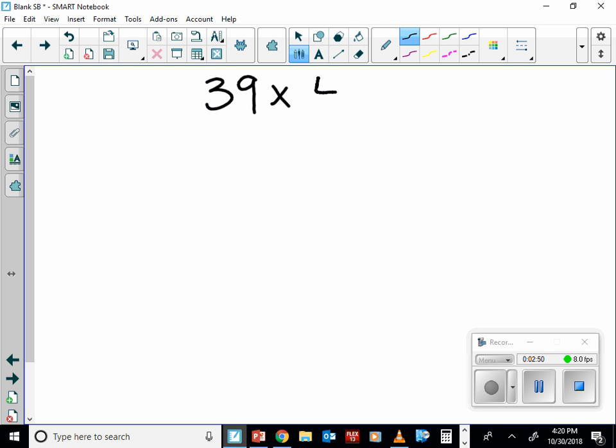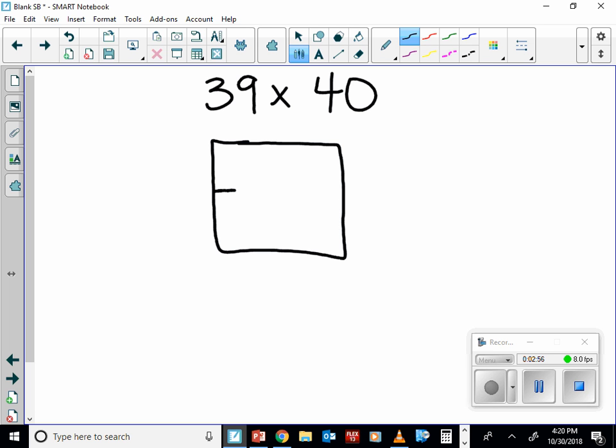So we have 39 times, let's say 40. This is a 2 by 2 problem. So that means I'm going to do 30 and a 9. Now here's the tricky part. The 4 is worth 40. The 0 in the ones place is worth 0. So it's like we're adding them together. We're not combining them, but adding them together.